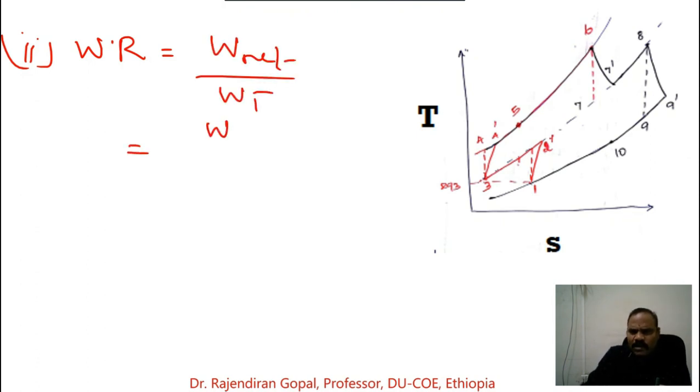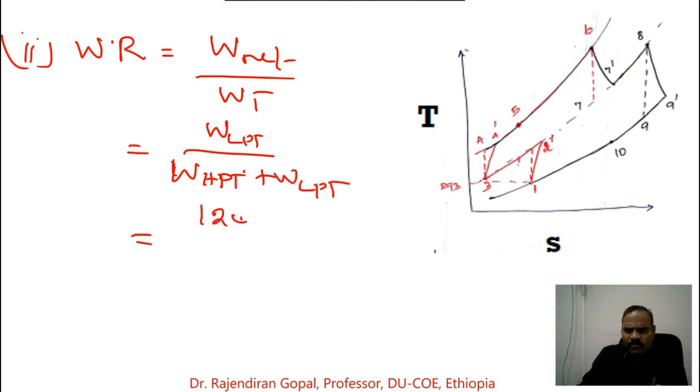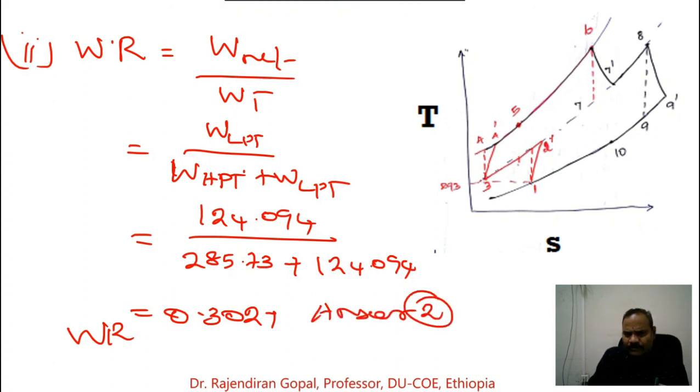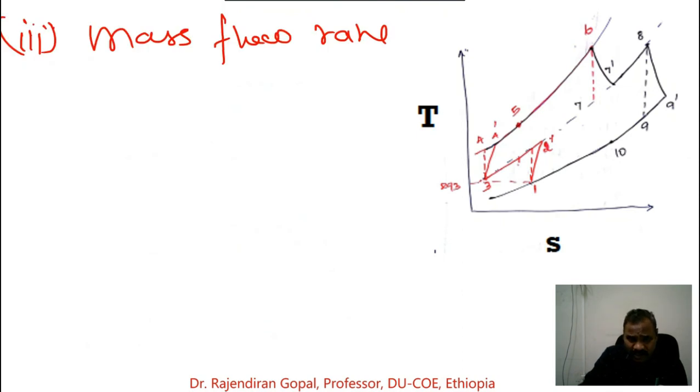Second one is work ratio is equal to work net over work of turbine, that is equal to work of low pressure turbine over work of high pressure turbine plus work of low pressure turbine, that is equal to 124.094 over (285.73 plus 124.094). Work ratio is equal to 0.3027. Answer 2.